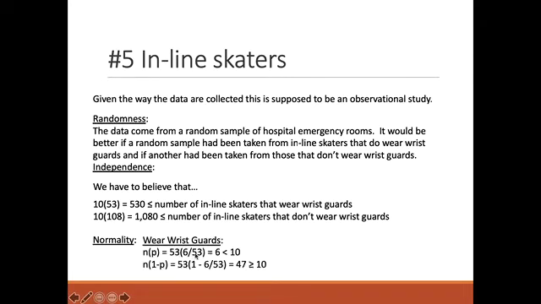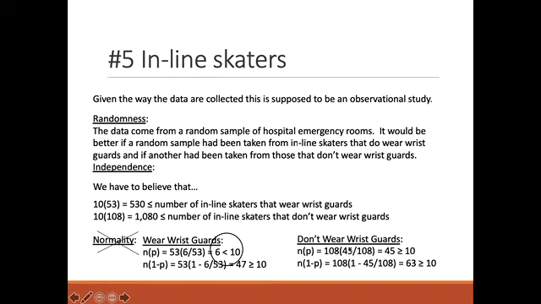So the number of wrist injuries wearing wrist guards, this is the problem. n times p here ends up being 6, and that's less than 10. The failure count 47 is greater than or equal to 10. That one isn't the problem. The problem is right here. The expected number of successes for those people wearing wrist guards is too low. It's less than 10. So the normality condition is going to fail for people that wear wrist guards. For the group that doesn't wear wrist guards, the expected number of successes is 45 and the expected number of failures is 63. So the conditions are met for the don't wear wrist guards group. The conditions aren't met, though, for the wearing wrist guards group.